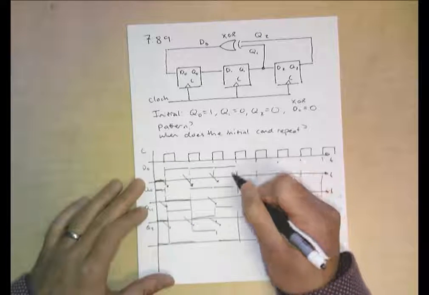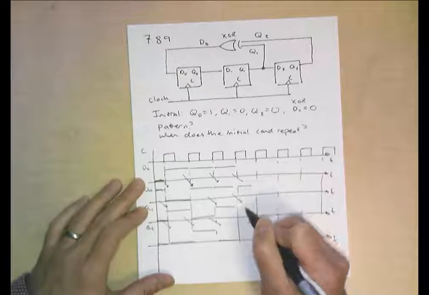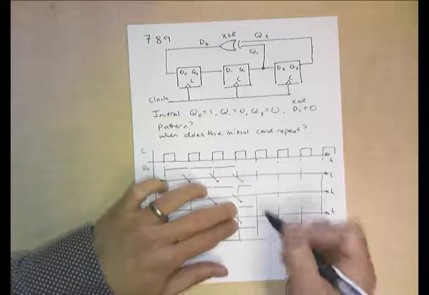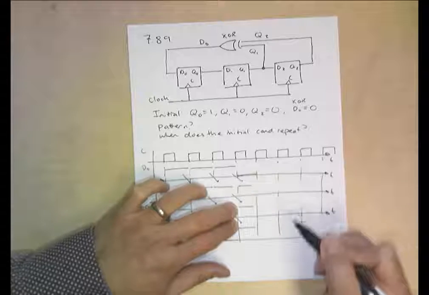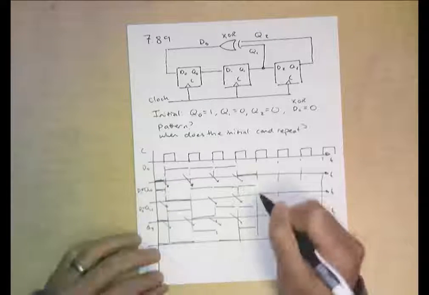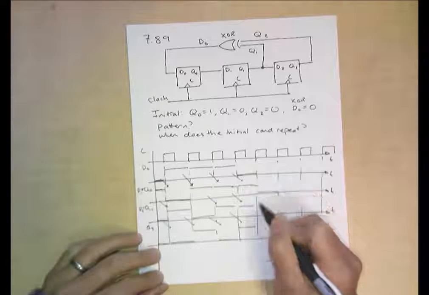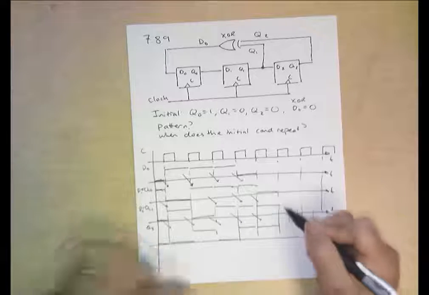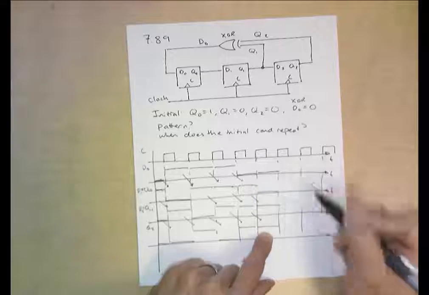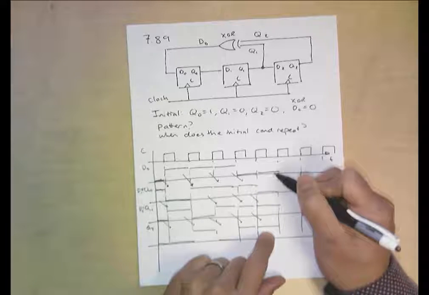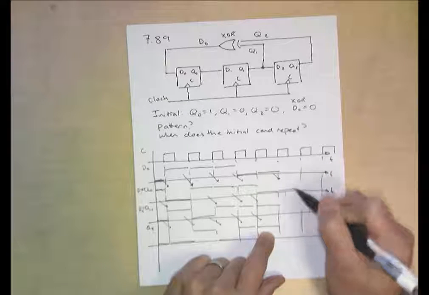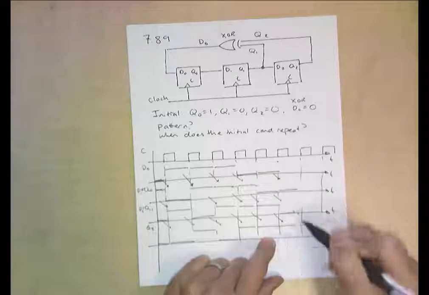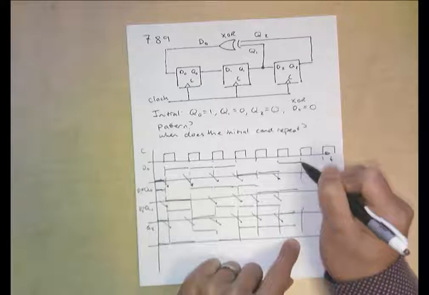Keep going again. 1, 1, 1. Now we have a 1, 1, so now this becomes 0 by the exclusive OR. Next we have 0 this time, and this is 1, and this is 1. Okay, 1, 1, again we stay at 0. And then 0, 0, 1. Okay, 0, 1, we get a 1.